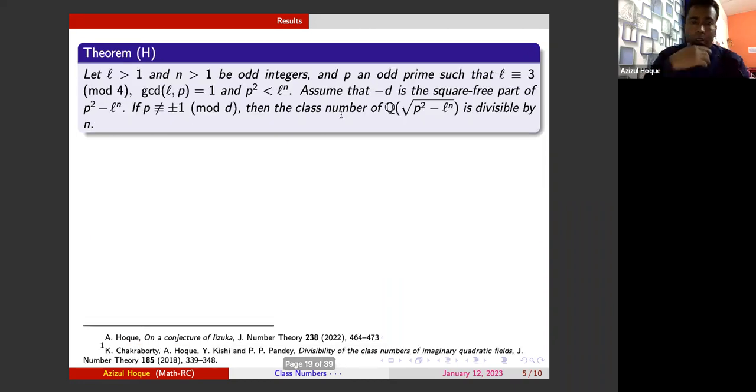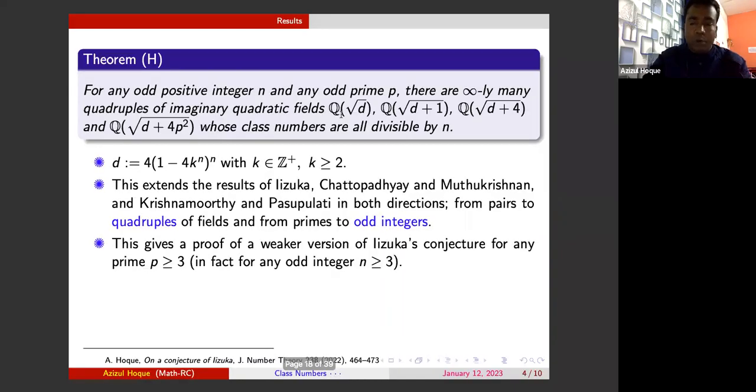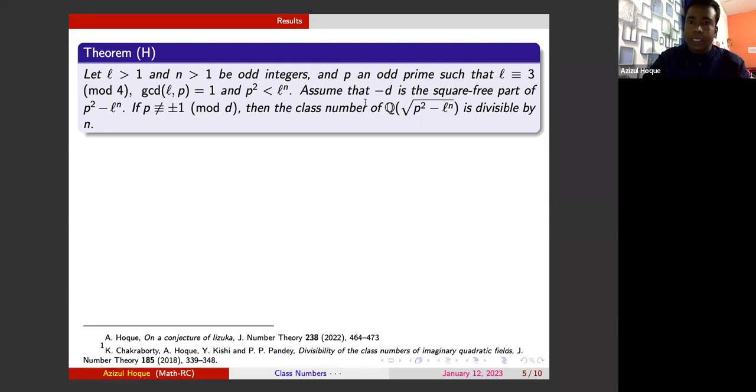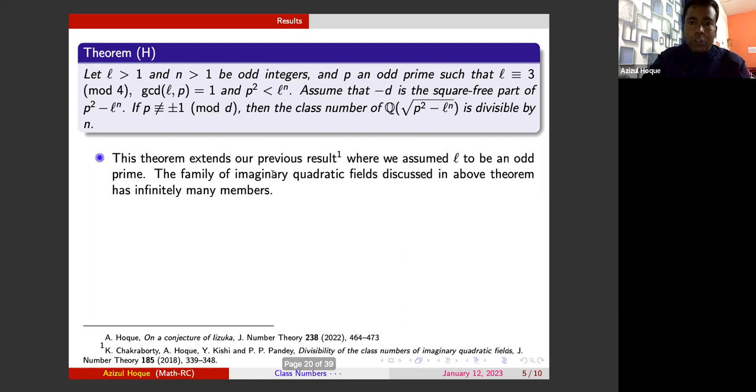Now to prove this result, we need to prove one more result. This is about the divisibility of the class number of these fields, Q of square root of p square minus l raised to n, with some restrictions. And in fact, this is an extension of our previous result.